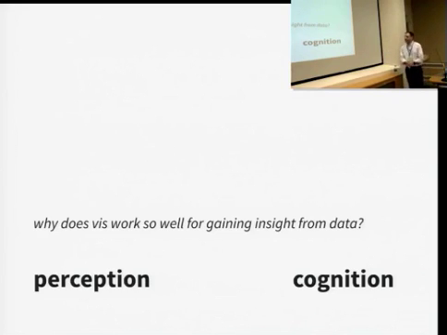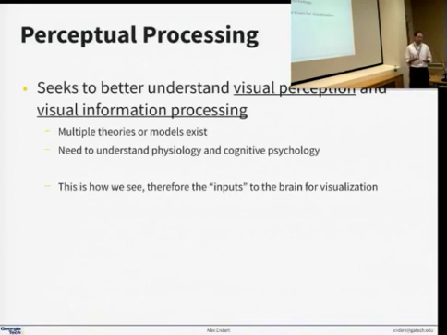Right, so why does visualization work so well for gaining insights from data, right? Let's peel the onion back a little bit and think a bit more deeply into the theory of what we know about perception and cognition about why this actually works so well. So our perceptual system, there's really a lot of work there about understanding why this works better, right? And this is deep into psychology and cognitive psychology and things like that, but it's really there to help us understand why these visual inputs are very good for understanding data.